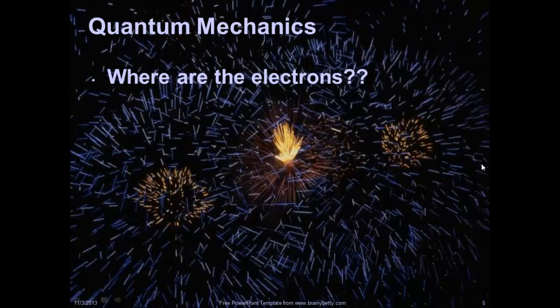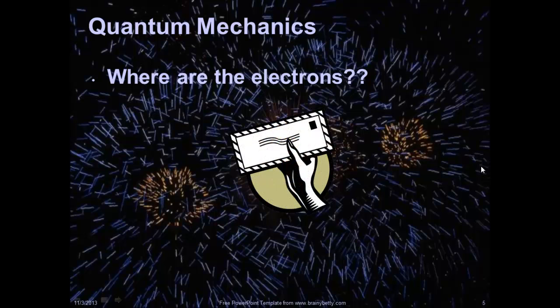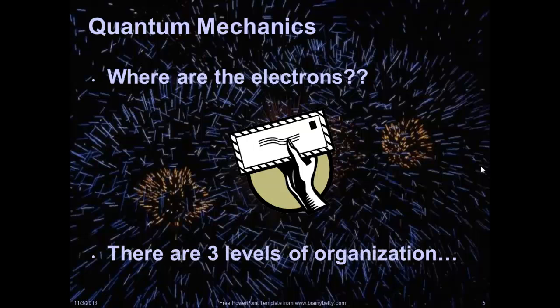So, where are they? How do we describe where they are? There are 3 levels of organization, and by that I mean there are 3 pieces of information. Now if you think about comparing this to an envelope that you're going to put in the mail, think about the information you have to have on that envelope. Usually the top line of the address is the name. Then, on the middle line, you have to have a house number and a street name. And then on the third line, you have to have the town and the state and the zip code.